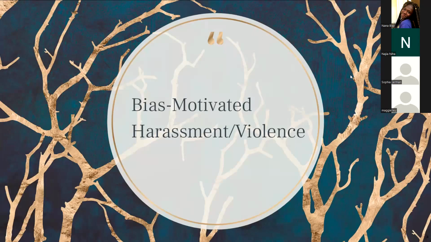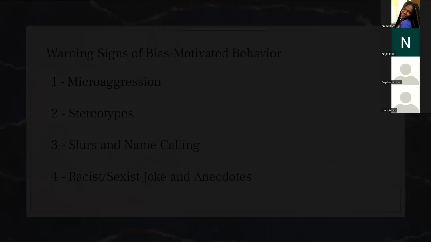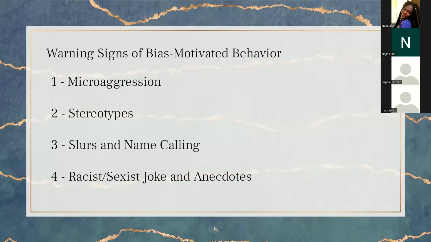So, bias motivated harassment and violence. Basically there are warning signs. It could be microaggressions, stereotypes, slurs, and name calling, racist, sexist jokes, just things that aren't really funny. Your bias could be anything. For example, maybe you're a white male and you just have something against Asian women for some reason. So you decide to call them slurs and names, making fun of them just because that's how you feel.